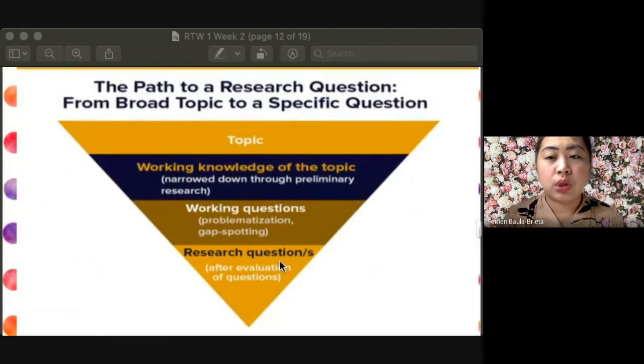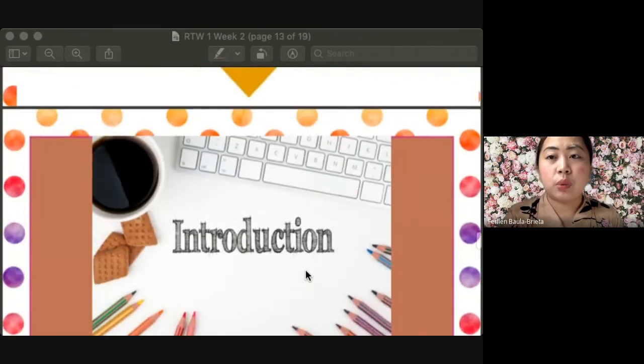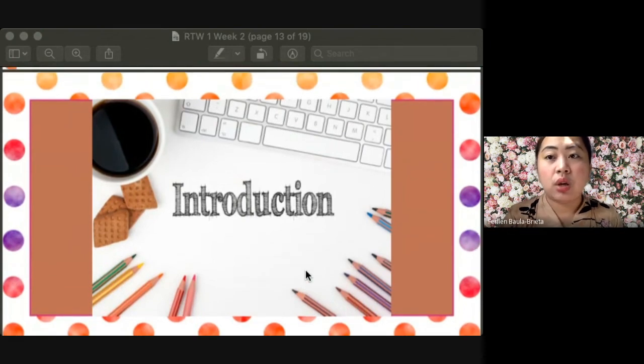Okay? So from that deficiency, you can now identify your role as a researcher. So those are the things that you can contribute to the research world. So now, if you have crafted your research questions from the general topic, now you have already your research questions. You are ready to begin with your research writing.